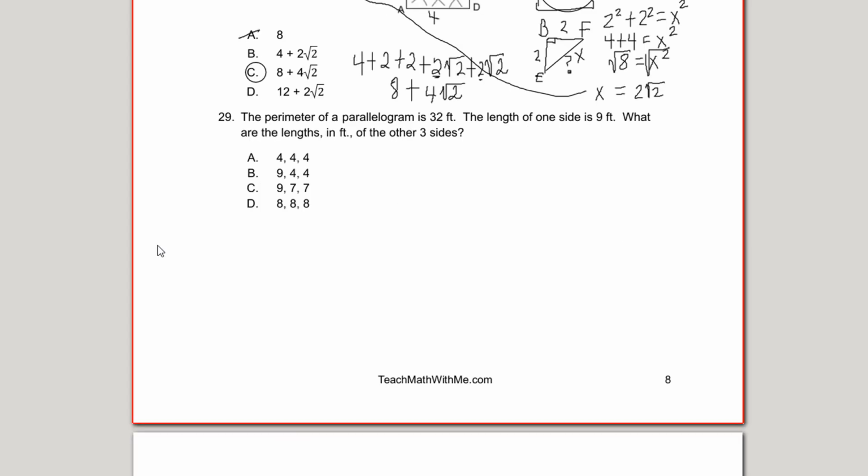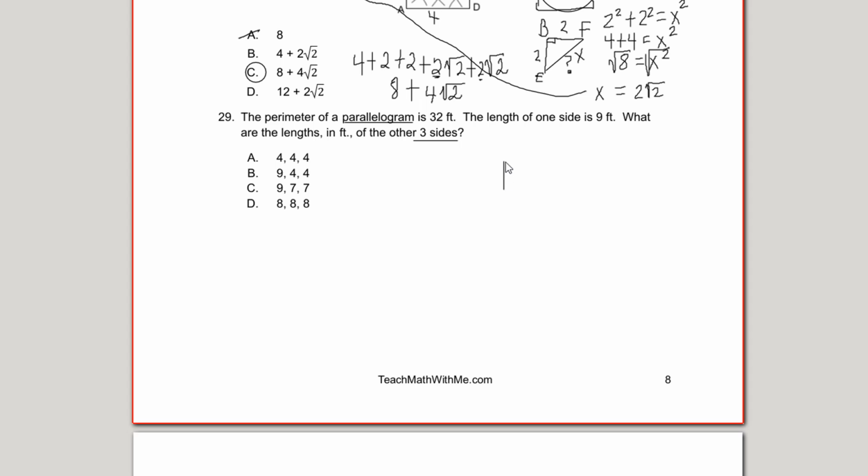Question 29 says that the perimeter of a parallelogram is 32. The length of one side is 9. What are the lengths of the other 3 sides? So we need to know what a parallelogram is, and that's just a 4-sided figure where opposite sides are parallel. Examples are rectangles, squares, but you also have rhombuses.